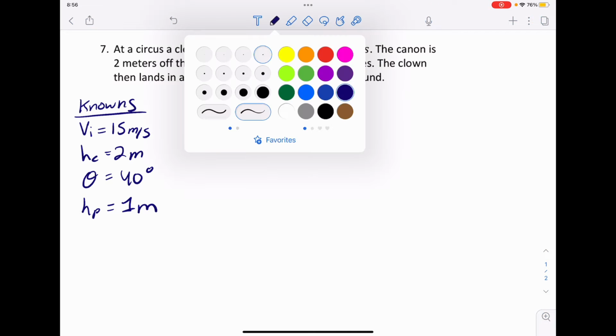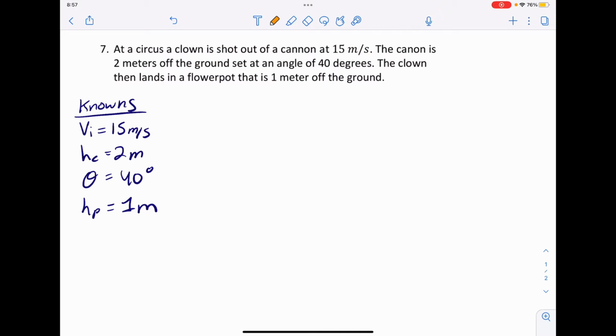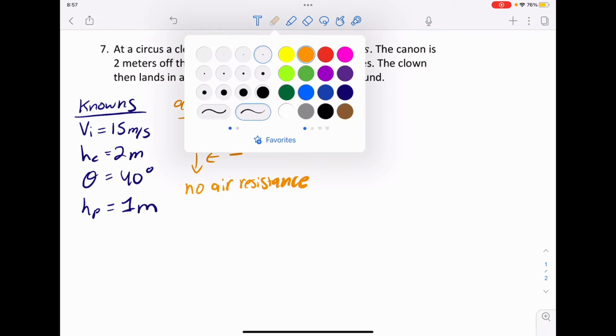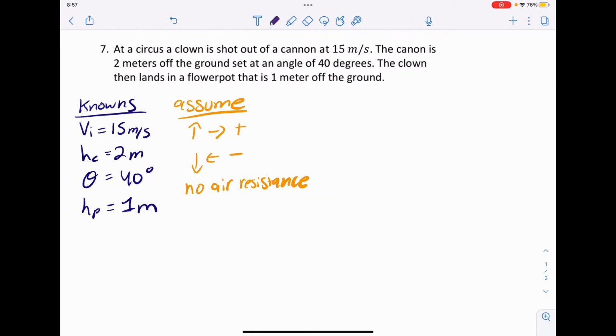Let's go ahead and write out our assumptions. Let's assume that up and to the right is positive, down and to the left is negative. And let's say that there's no air resistance. That's another assumption.